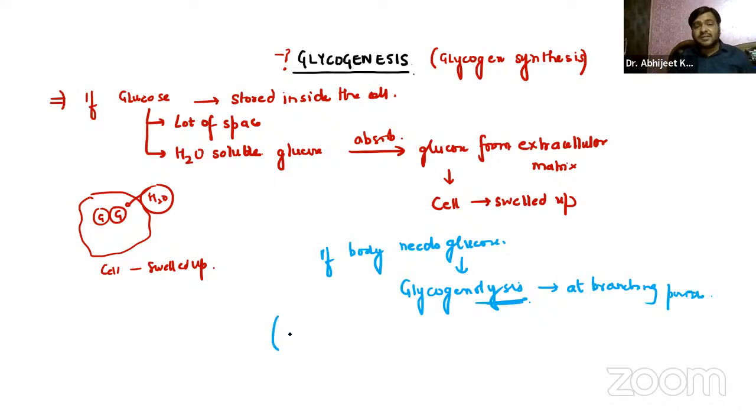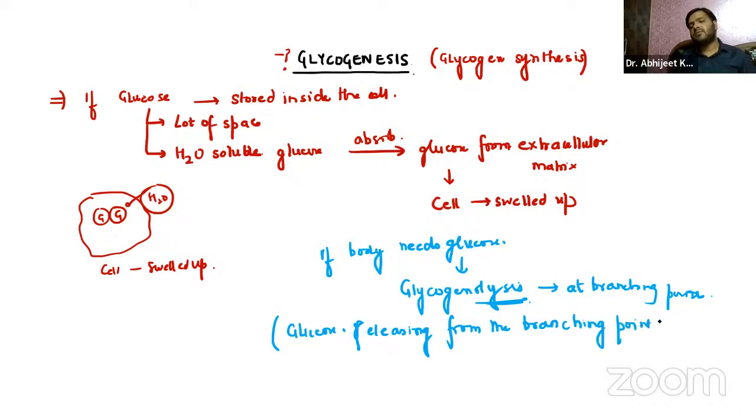Now, glucose releasing from the branching point is very fast. Glucose releasing from the branching point is very fast, right? So that is something you guys have to remember.